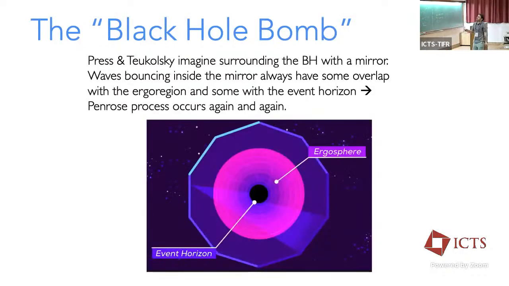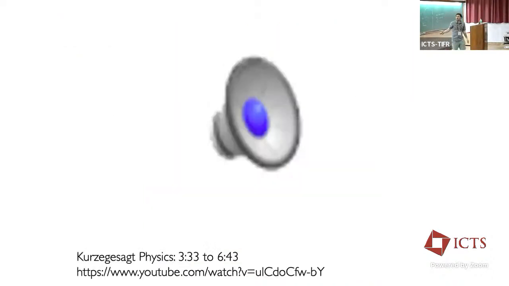If you now imagine, as Press and Teukolsky did, surrounding your black hole with a mirror and having particles going around and undergoing the Penrose process, like a rocket where you're on this particle and you're dropping things, then this can happen over and over and over. So here's the event horizon, here's the ergosphere, and this happens over and over again, and will eventually extract all the spin energy from the black hole, and it's called the black hole bomb.